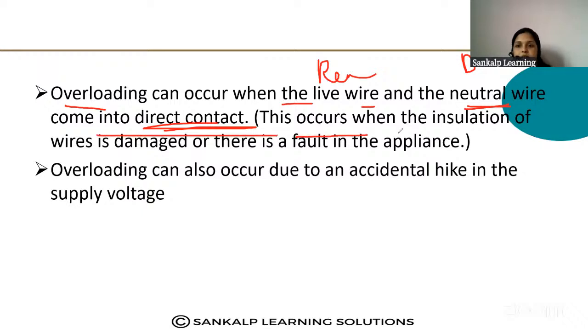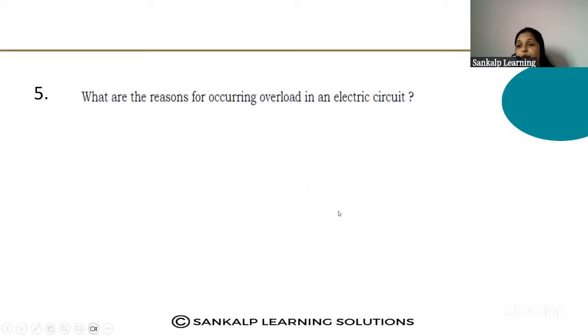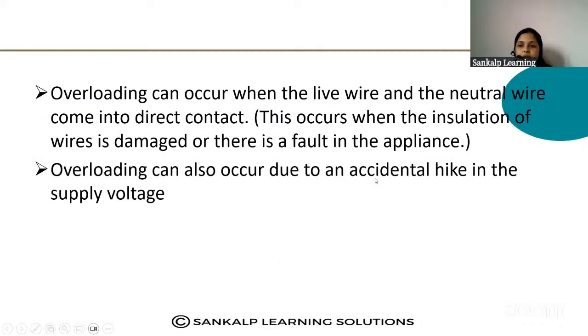This occurs when the insulation of wires is damaged or there is a fault in the appliances. Overloading can also occur due to an accidental hike in the supply voltage. So, when the voltage is suddenly increased in a circuit, that also causes overloading. This is a very important question, and it is asked repeatedly many times. What are the reasons for the overload in an electric circuit? Please note down the answer.